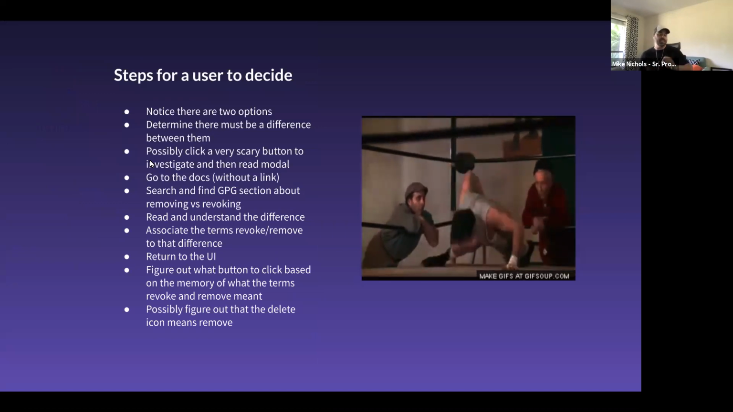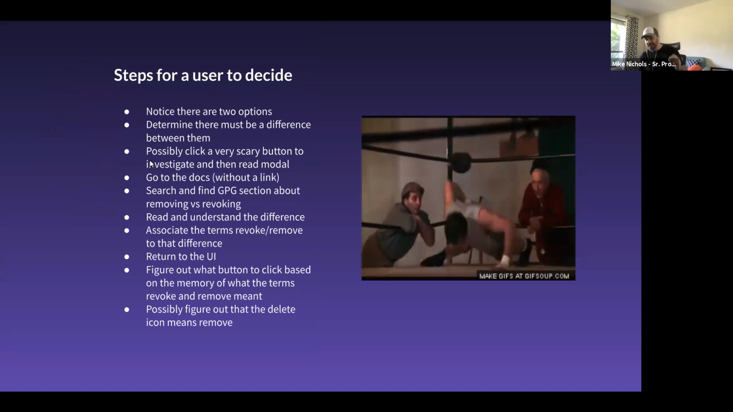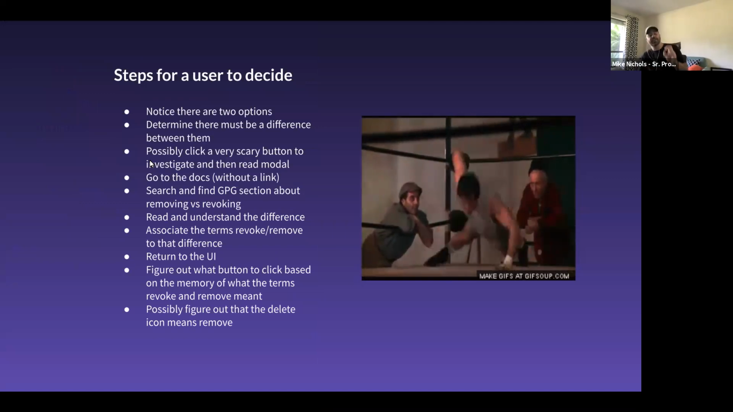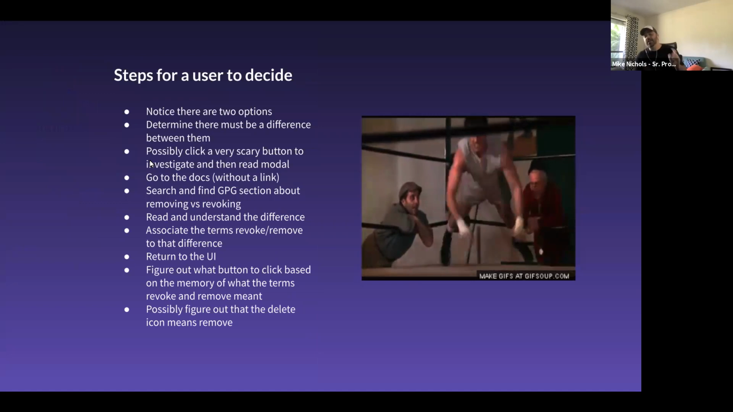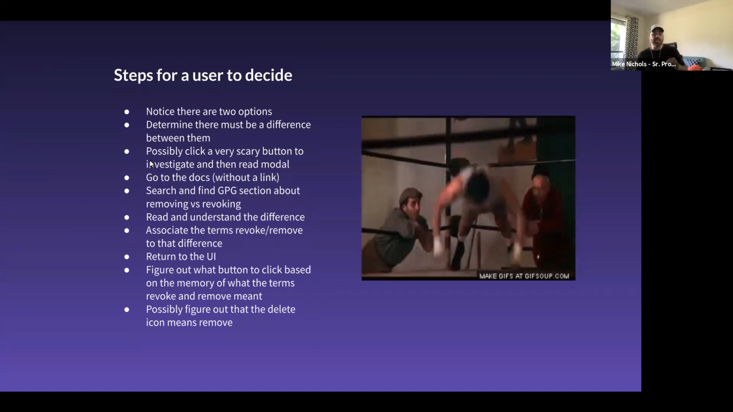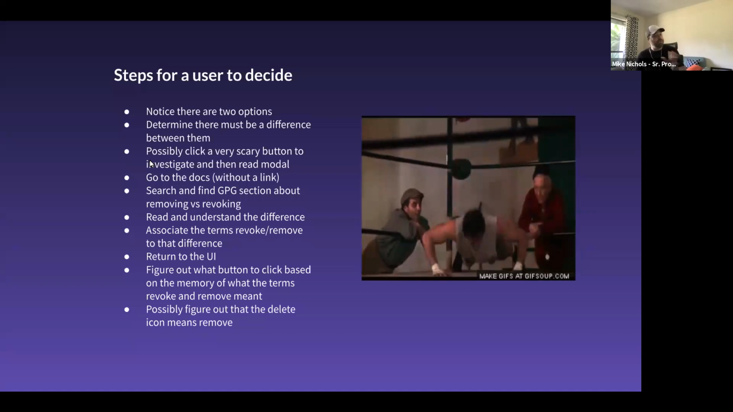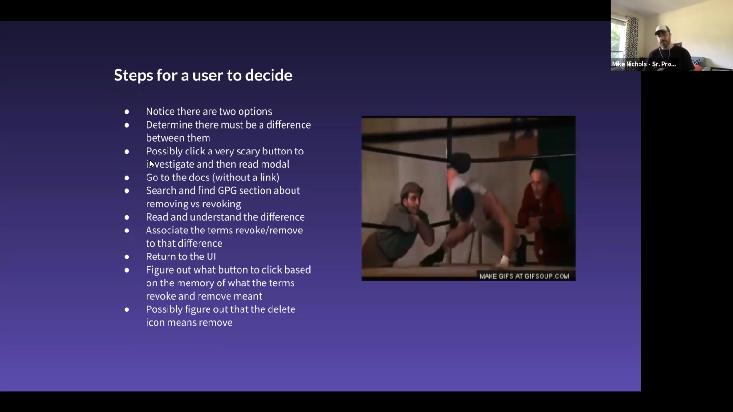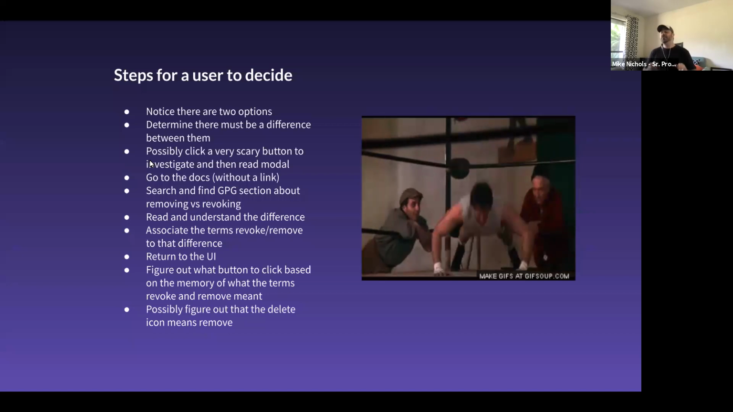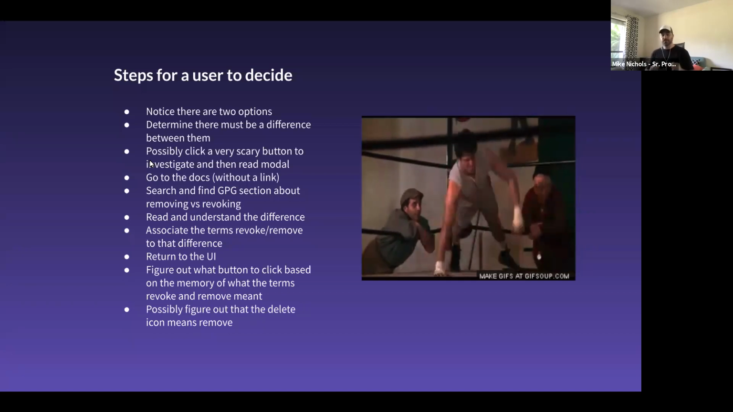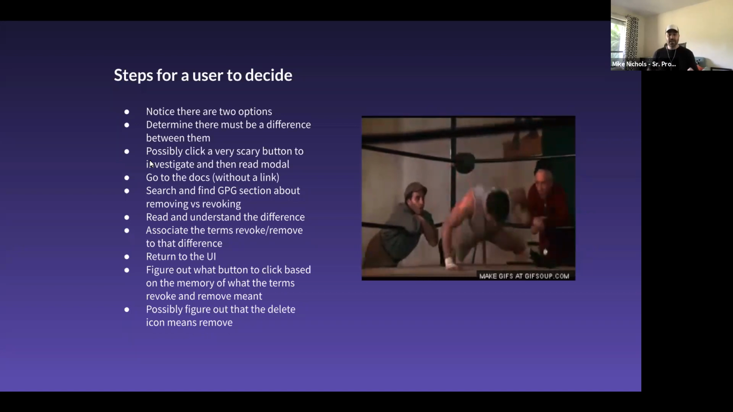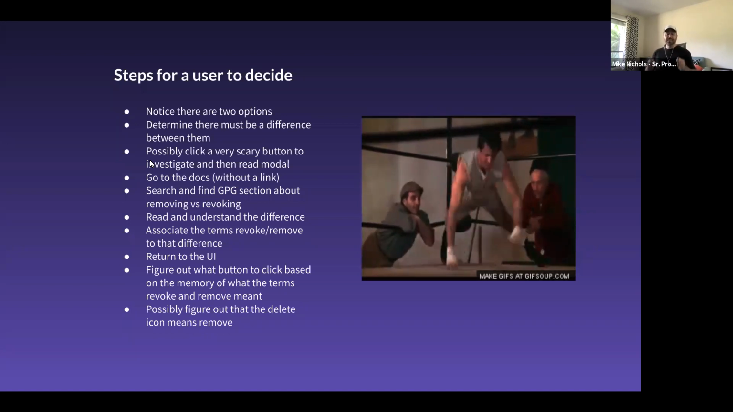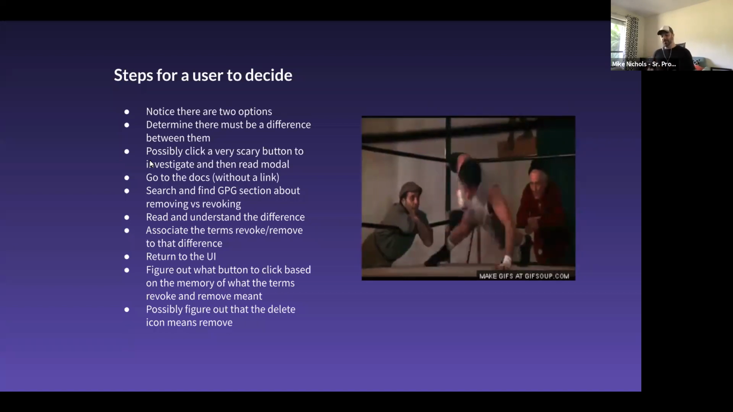They have to possibly click on a very scary button, right? It's a red primary button that has a trash can on. These are scary things to click on. If they do click on it, luckily we do have a modal that kind of explains what's happening here. But if they're unwilling to do all that, the only other option would be to go to the docs, and there's no link provided there. So they go to the docs, they search for GPG key, they read and understand the difference between these two. They then have to associate the terms revoke and remove with that difference, go back to the UI, and figure out what button to press based on the memory of what those terms revoke and remove meant.